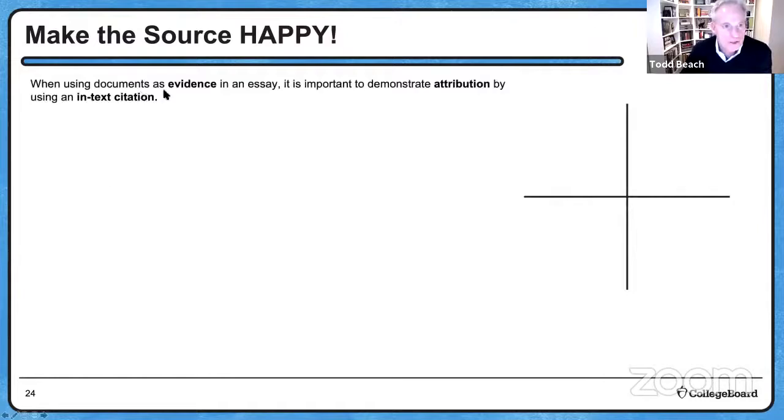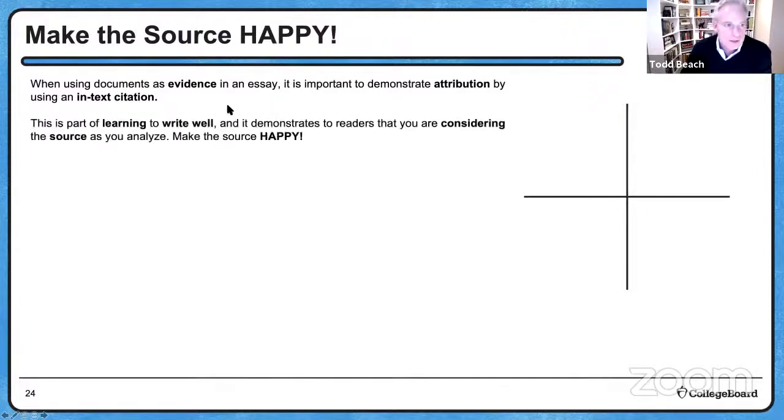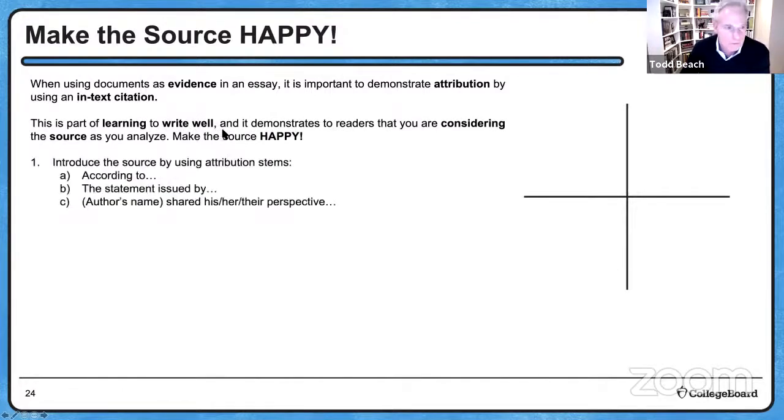When you're using documents as evidence in an essay response, it is important to demonstrate attribution by using an in-text citation. That isn't where the point is earned, but that's what good writers do. They use in-text citation to introduce evidence. This is part of learning to write well, and it demonstrates to readers that you're considering the source as you analyze, as you make the source happy.